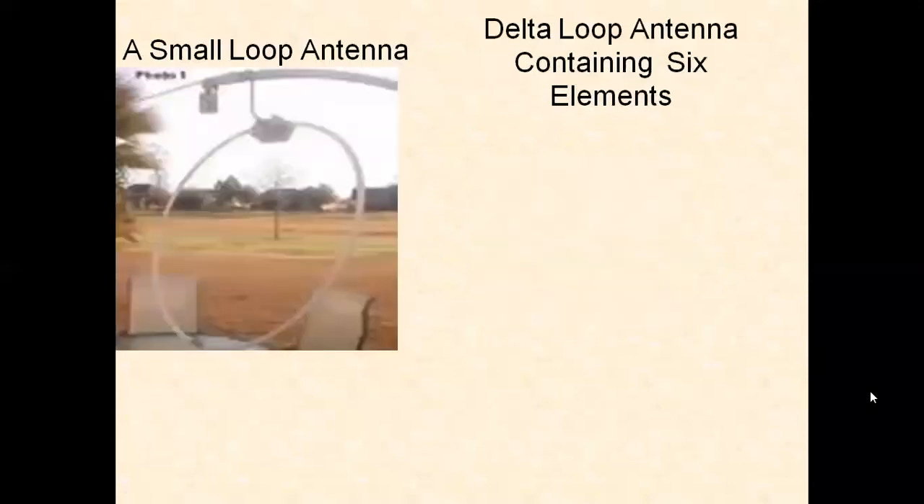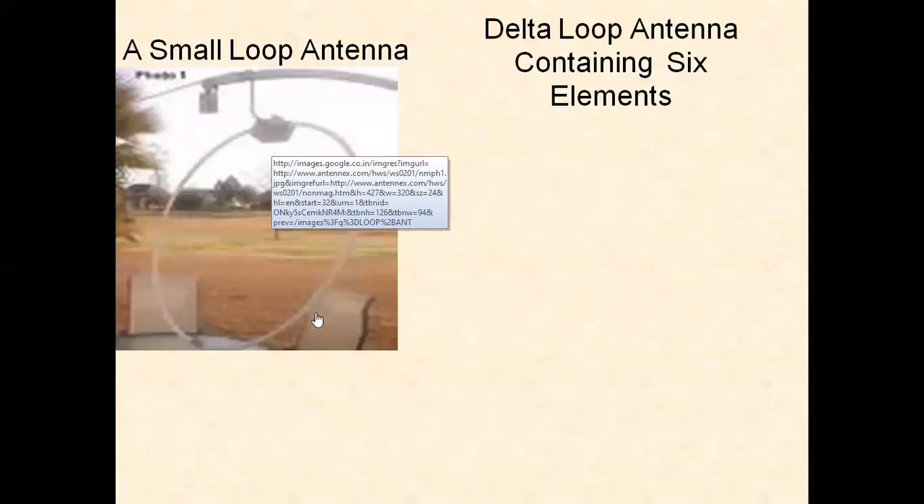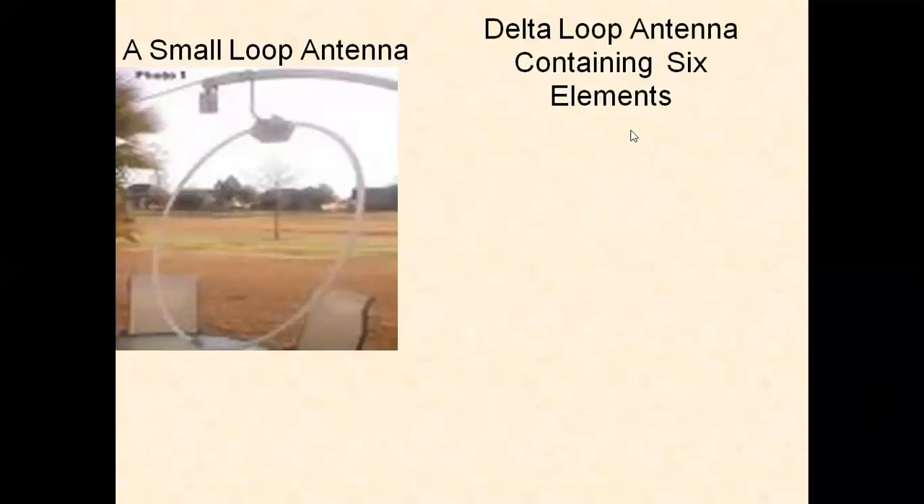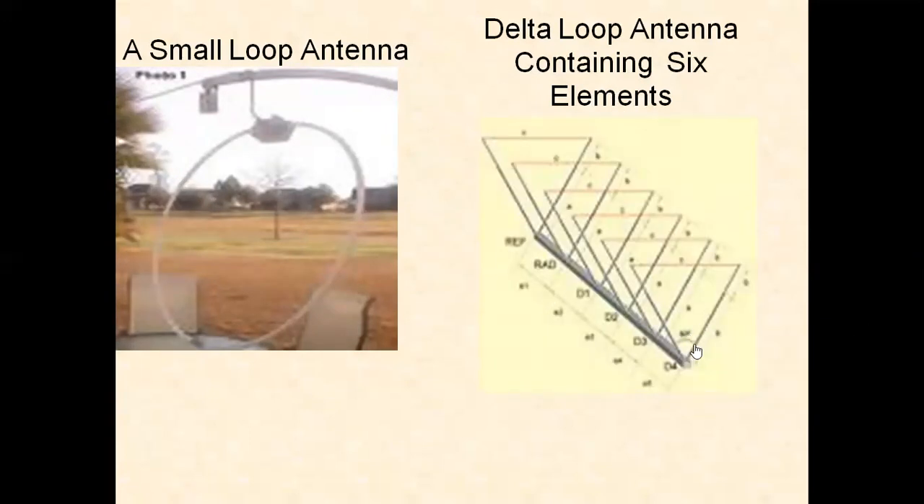So it is a square loop, and we have a certain circumference for the circular loop antennas. This is a small loop antenna that is located outdoors. The delta loop antenna contains 6 elements. It is a triangular loop consisting of 6 elements, 1, 2, 3, 4, 5, 6, connected collinear, spaced equally. Then it forms the delta loop antenna to increase the directivity in a particular direction. Triangular antennas are most widely used in this application.